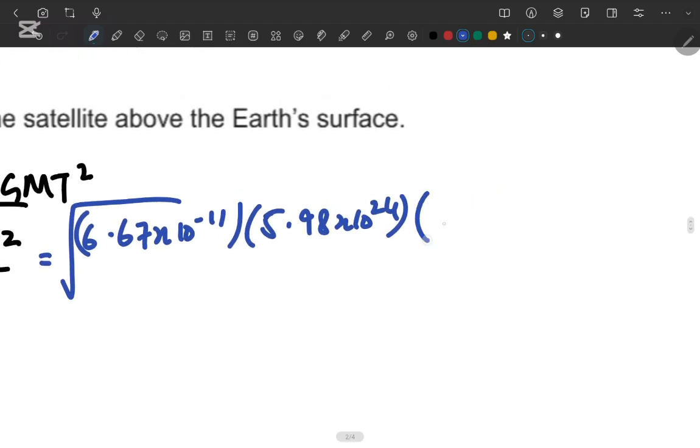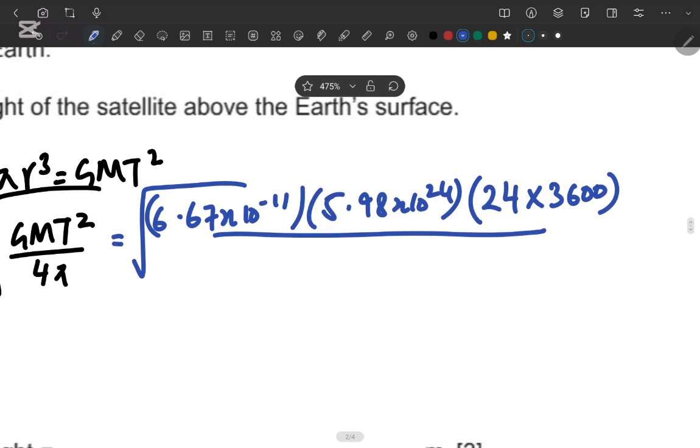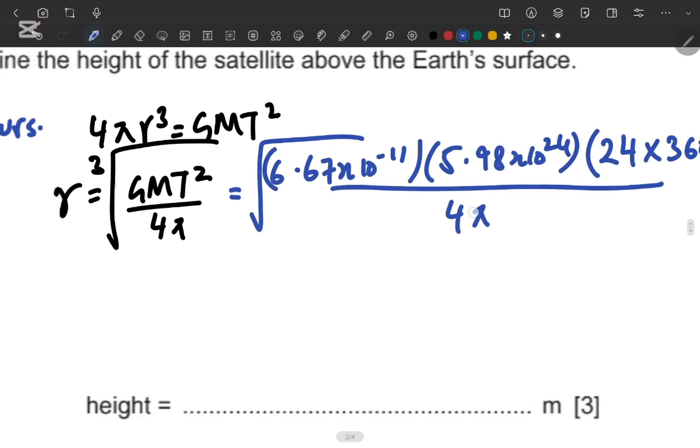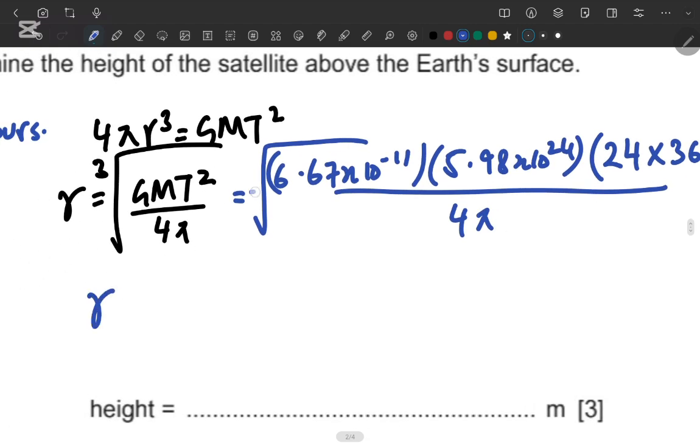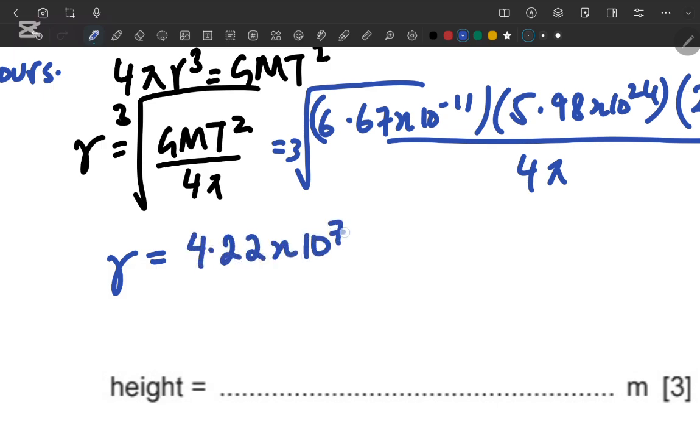Now the time period is 24 hours. Remember, for geostationary satellites, it's 24 hours. 24 hours into 3,600 is going to make it into seconds. And then we have 4, and then we have pi. So let's find the value of r. Let's cube root. So the answer will be 4.22 times 10 to the power of 7 meters.